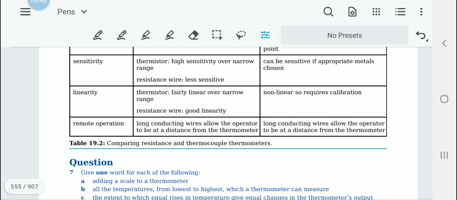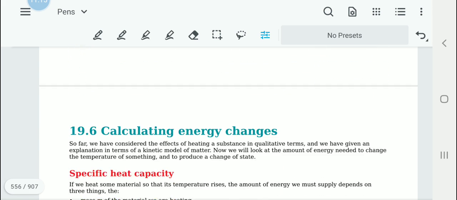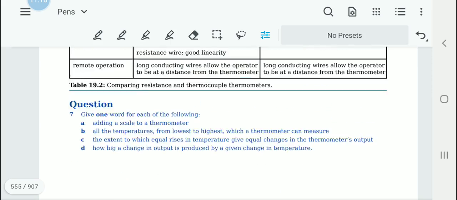Then remote operation. Long conducting wires allow the operator to be at a distance from the thermometer. That is, the sensor can be placed elsewhere, and the person who is going to check that can be somewhere else. In both of these, you can actually do that. Long conducting wires can be used, so the person doesn't need to be close to the source. Please do question number 7 as well.